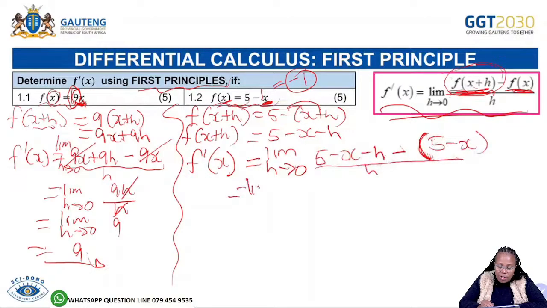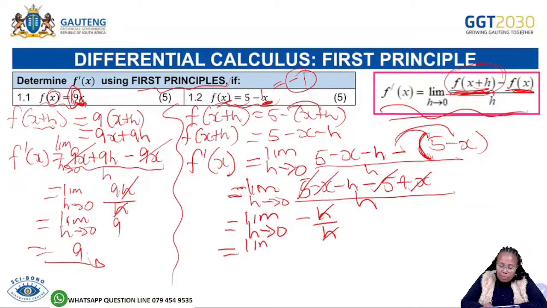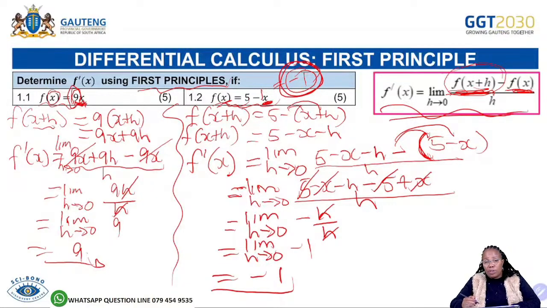The limit of h approaching 0, that is 5 minus x minus h. We are multiplying negative in minus 5 and the positive x there, all over h. 5 minus 5 minus x plus h. What is remaining? It must be in terms of h. Only the h is remaining there, minus h over h. H goes once, is the limit of h approaching 0 of minus 1. Your answer is minus 1. Do you see grade 12? Exactly the same as that one.